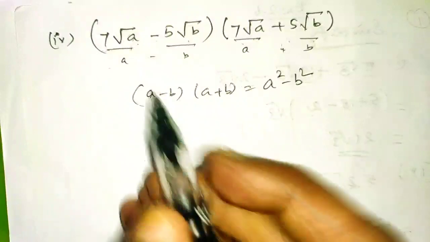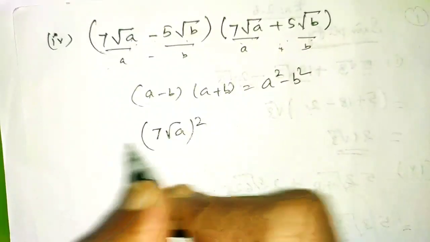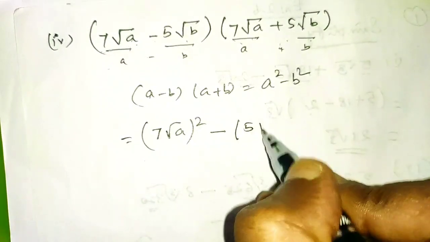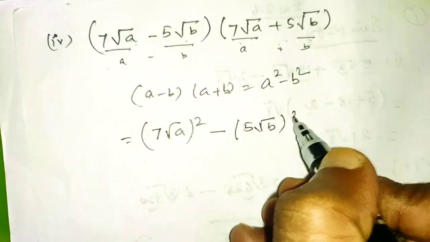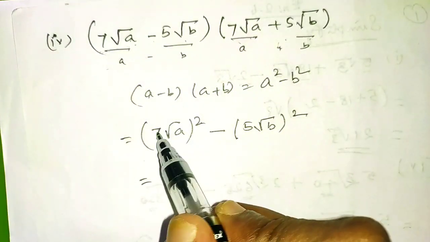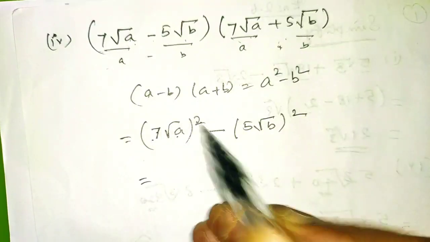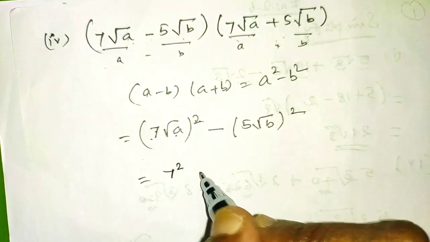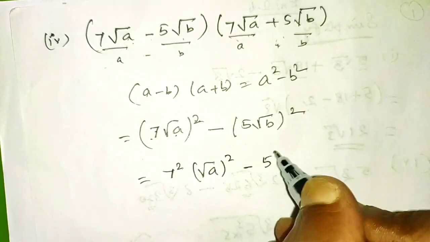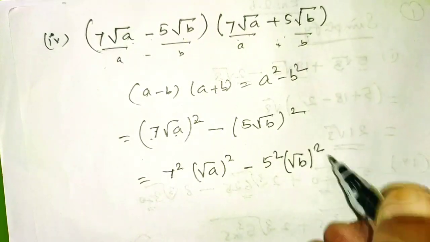So using this, you can write this as 7 root a whole square minus b. What is the b here? 5 root b whole square. Now I am going to bring this power for both 7 as well as root a. 7 square into square root of a whole square minus 5 square into root of b whole square.